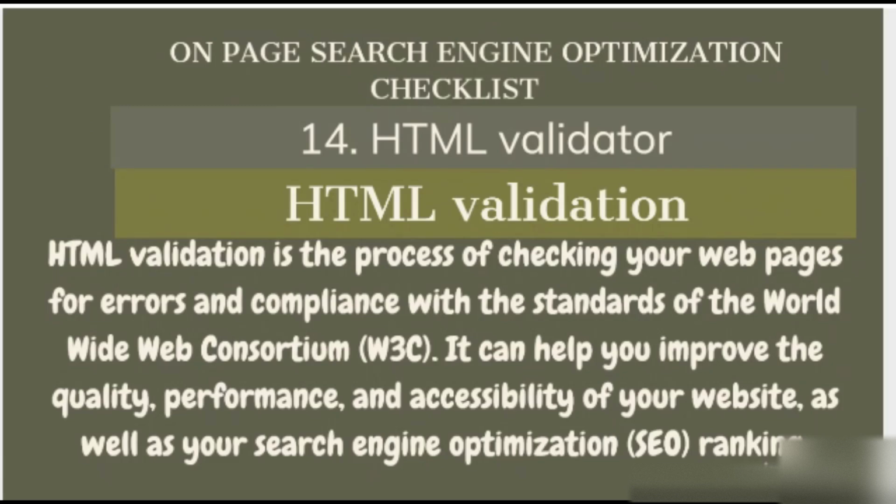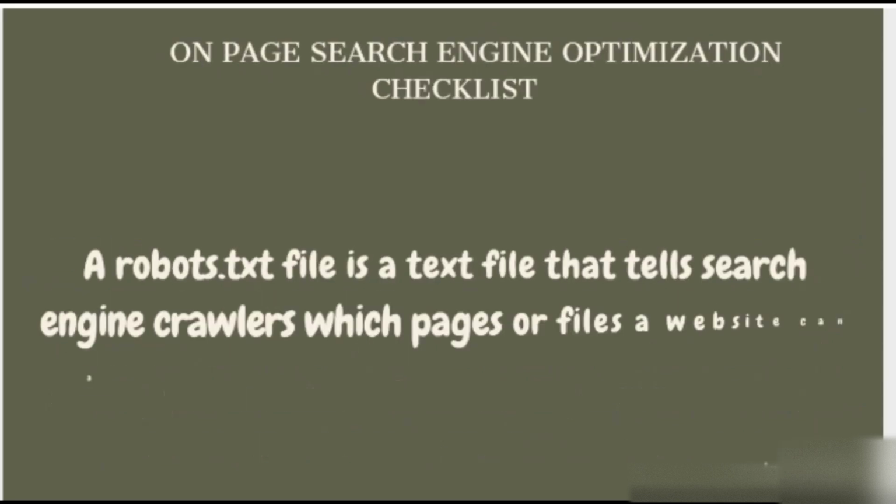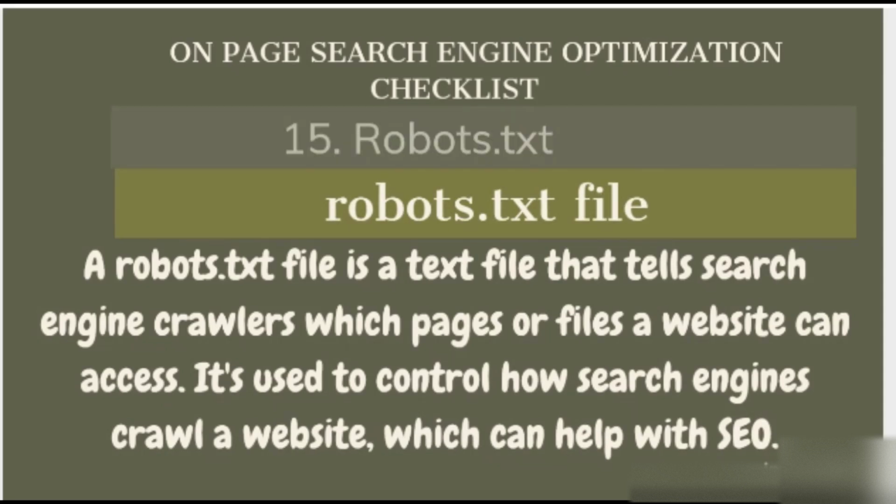Next in the checklist of on-page SEO 2024 is HTML validation. HTML validation is the process of checking your web pages for errors and compliance with the standards of the World Wide Web Consortium, W3C. It can help you improve the quality, performance, and accessibility of your website, as well as your search engine optimization, SEO, ranking.